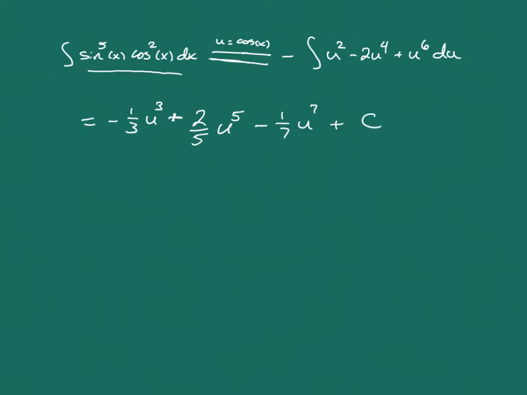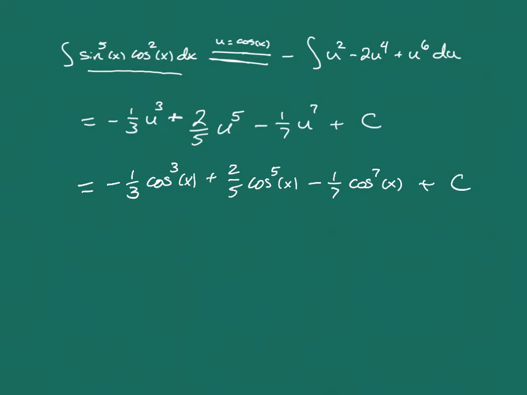constant. And so if we go back, then using our trig substitution with u being cosine, we get a final answer of minus 1/3 cosine cubed plus 2/5 cosine to the fifth of x minus a 1/7 cosine to the seventh of x plus our arbitrary constant. And so that kind of gets us where we want to go.